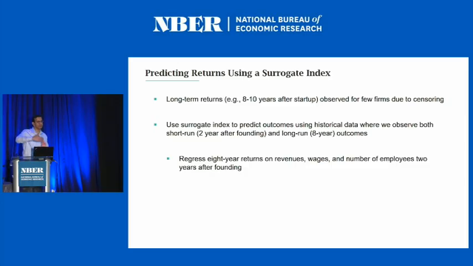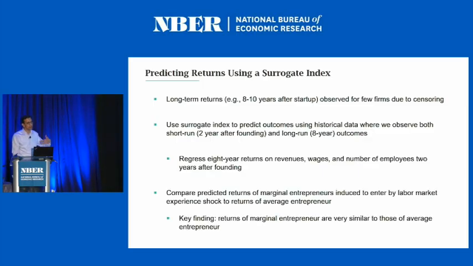So we're not able to see long-term returns for the people in the sample that are being subject to these shocks. So instead, what we do is use a surrogate index to predict returns 8 or 10 years later using indicators shortly after a firm is created, things like revenues, wages, number of employees. And then we're able to compare the predicted returns of marginal entrepreneurs who are induced to enter by these shocks to the returns of the average entrepreneur. And the key finding in this context is that the returns of the marginal entrepreneur are very similar to the returns of the average entrepreneur.